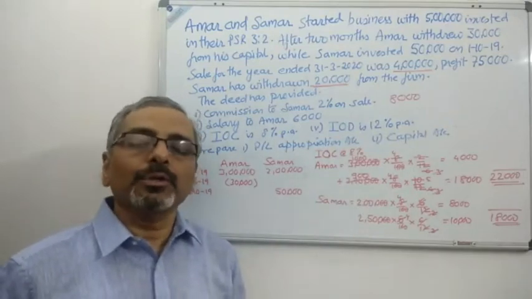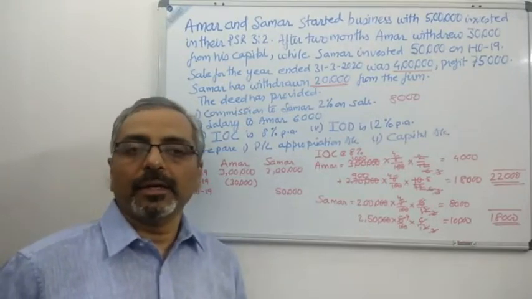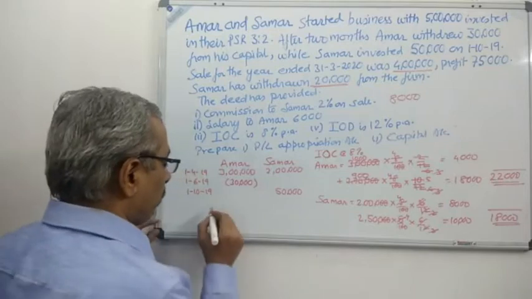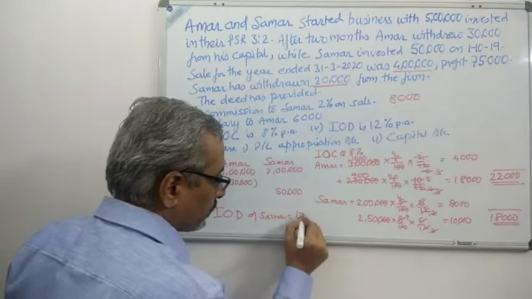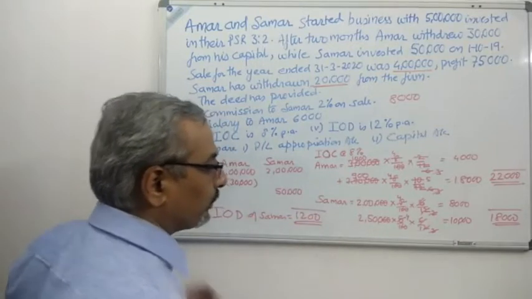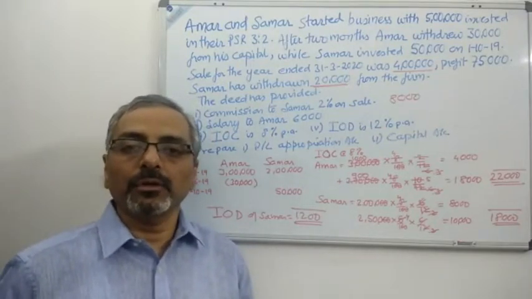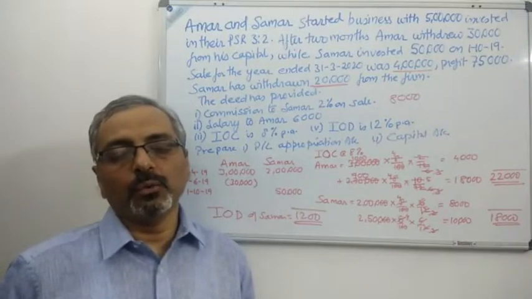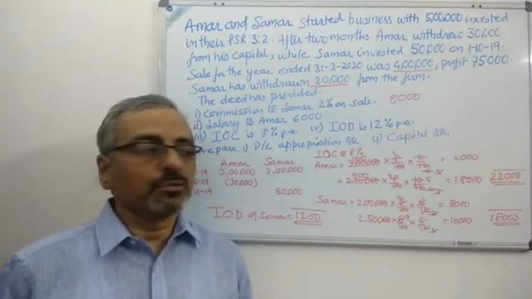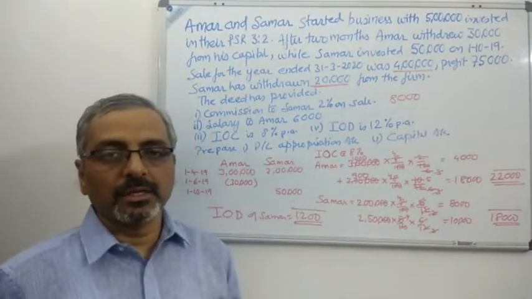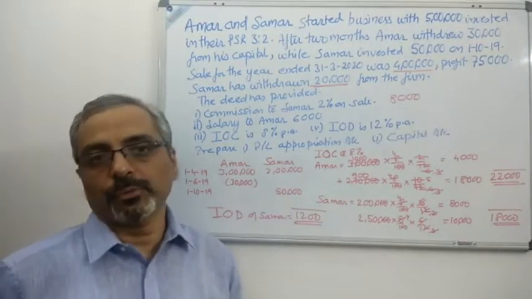So this is a mental calculation. If you do 20,000 into 12 by 100 into 1 by 2, you will end up getting an interest on drawing of 1,200. So over here, the interest on drawing of Summer comes to 1,200. This is a very simple and mental calculation, so I have not shown you the calculation. I'm just telling it to you how it is to be done. That is 20,000 into 12 by 100 into 1 by 2, because the date is not mentioned, and whenever the date is not mentioned, we calculate the interest for half a year. So after getting these figures, that is the interest on capital and interest on drawing, let us proceed to the preparation of the profit and loss appropriation account.